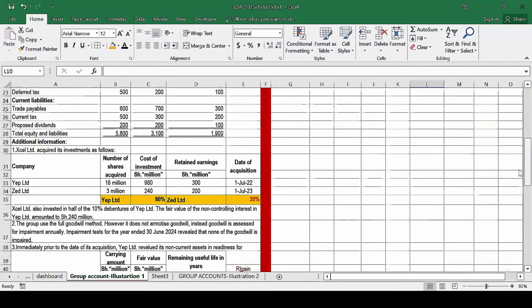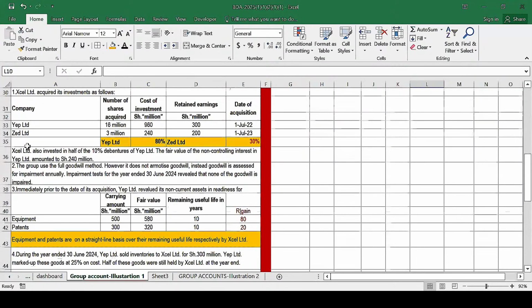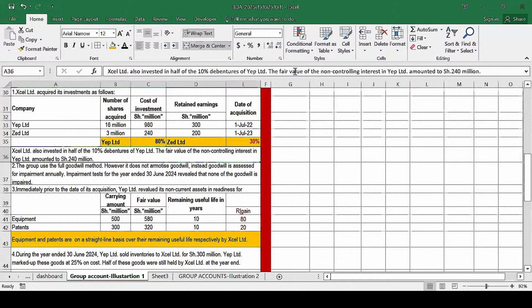We see, are there other workings which are required? So now in point number 1, the last paragraph here, we are told ON Limited also invested in half of the 10% debentures of YEP. The fair value of the non-controlling interest in YEP amounted to 240 million. Now, two items you are given here. First of all, you're given the value of NCI. We are given the NCI at fair value.